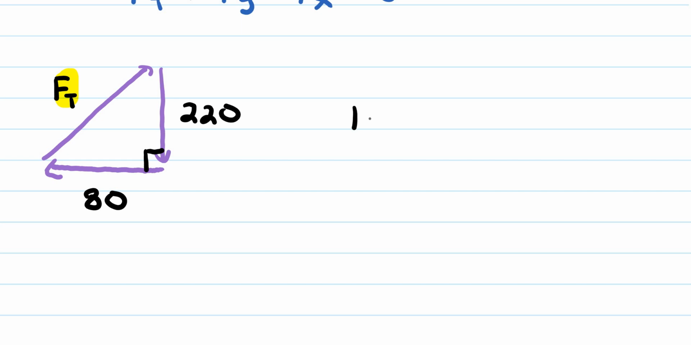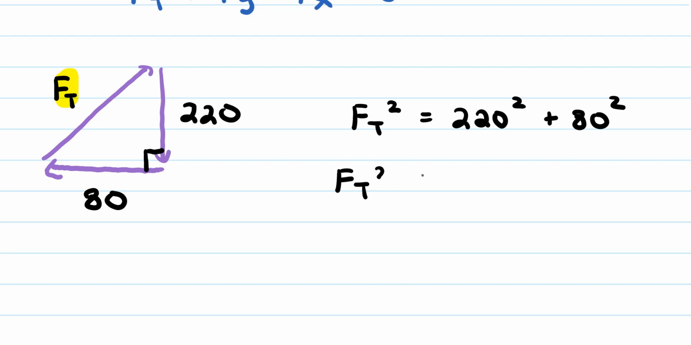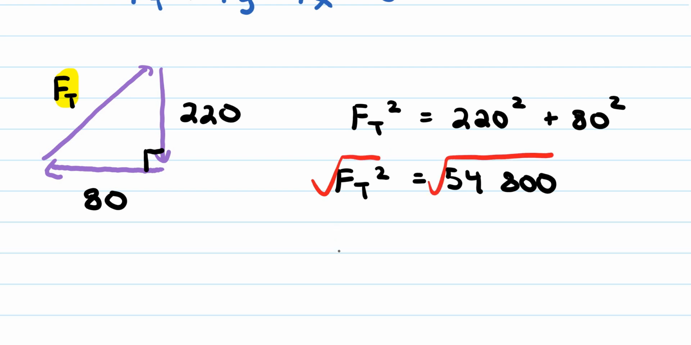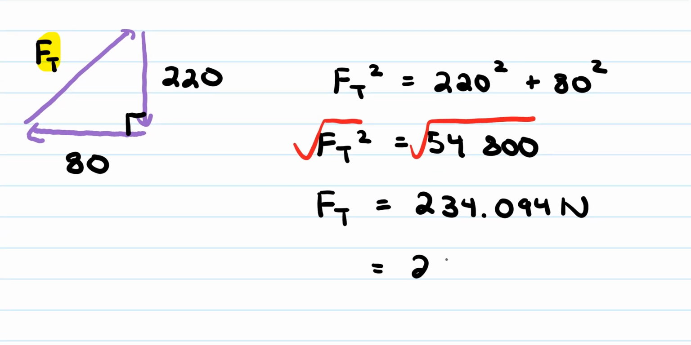And once again, we're going to use the Pythagorean theorem. So we're going to square the hypotenuse, and then we're going to square the legs of the triangle. So 220 squared plus 80 squared. All right, so if I add this all together here, on the right hand side I get 54,800 newtons, and then we have to take the square root of both sides, and our force tension here for this particular problem is going to be 234.094 newtons. Now if you want to round this down to two sig figs, you can just write 230 newtons as well. So both answers here are acceptable for this particular question.